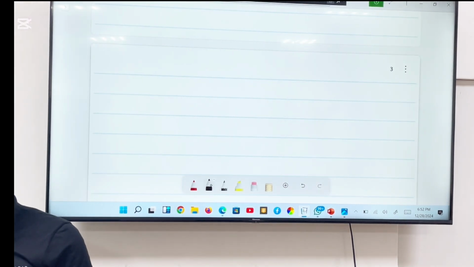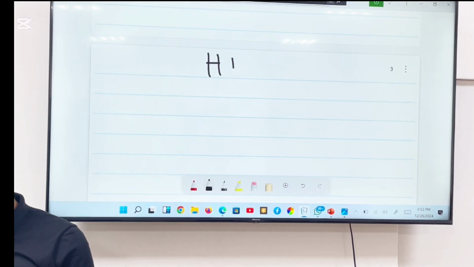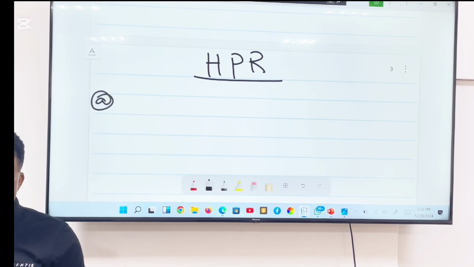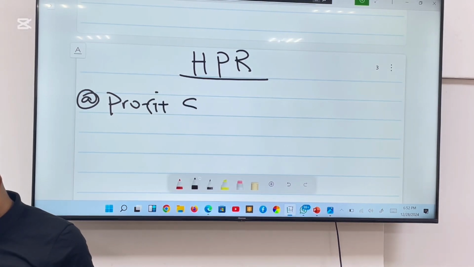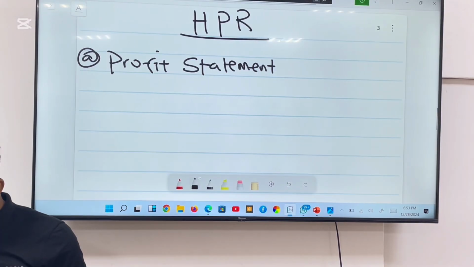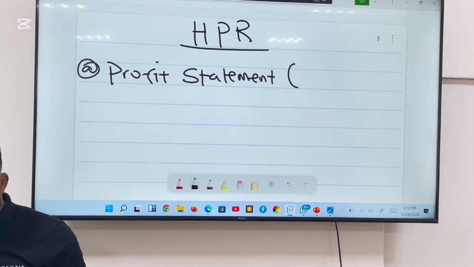So the name of this question is HPR. And the A part is asking us for the profit statement. I want to do only for division R first, which is the selling division.